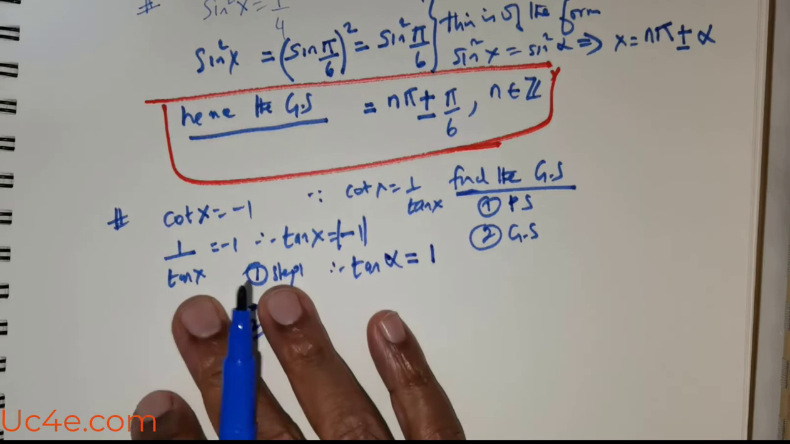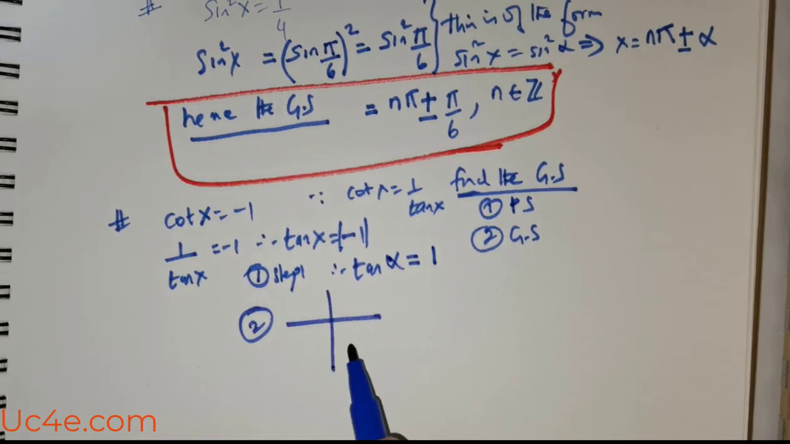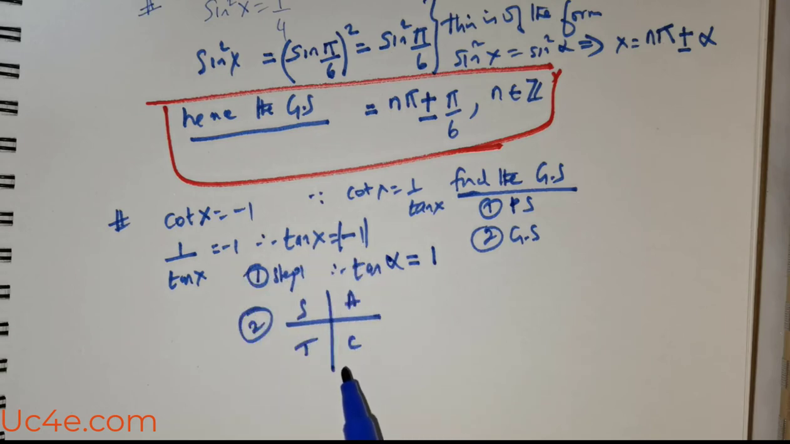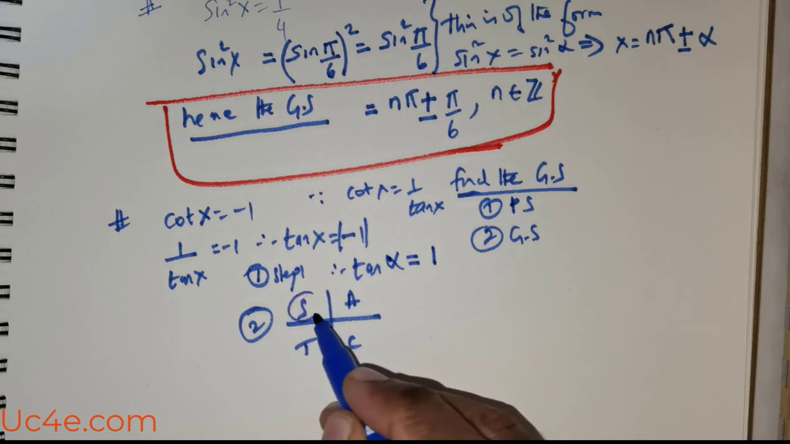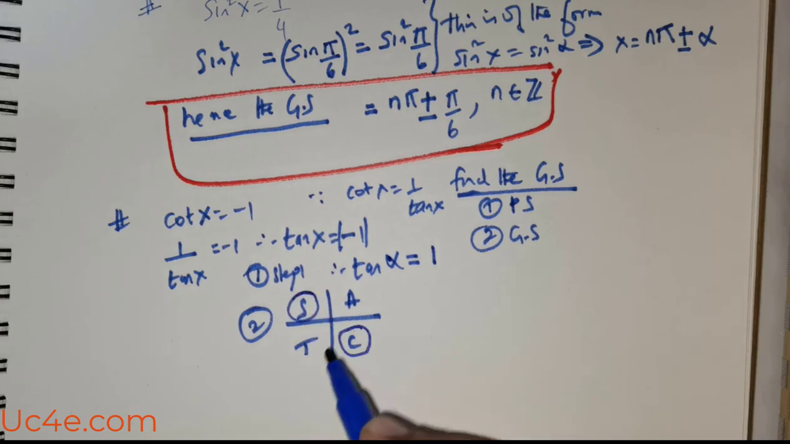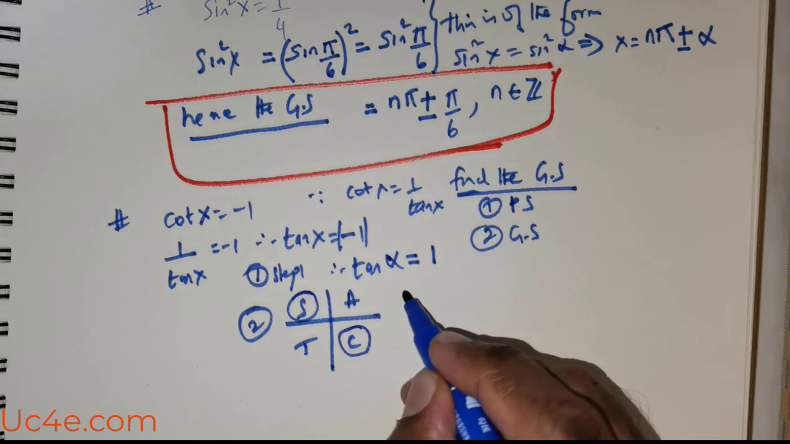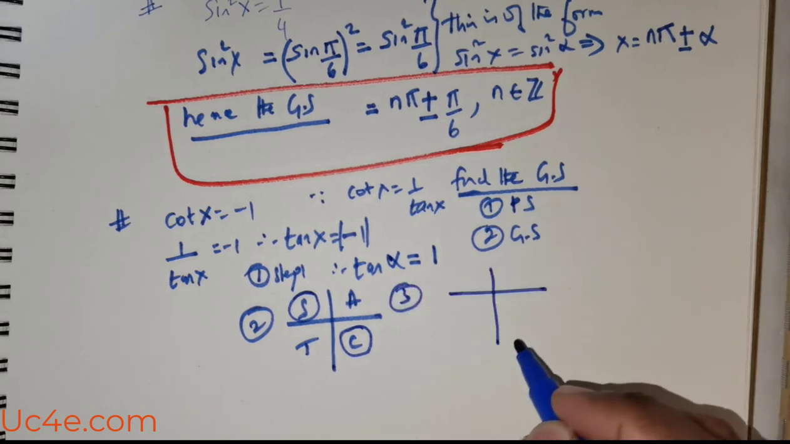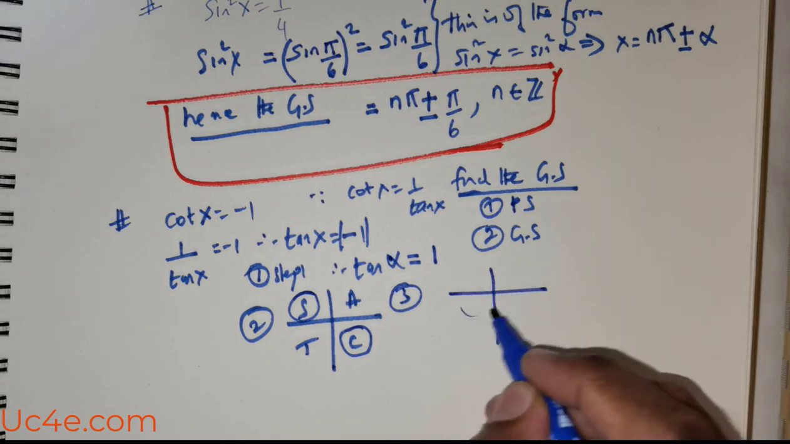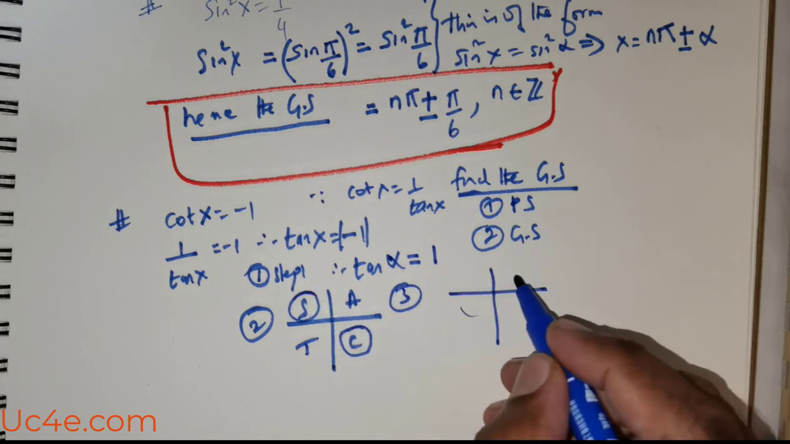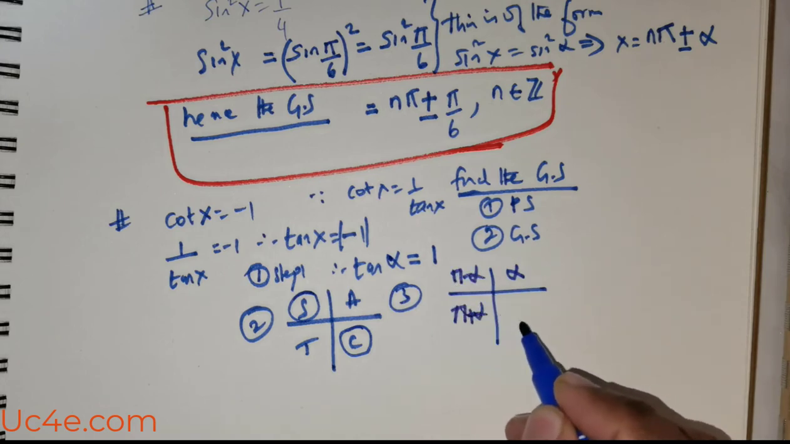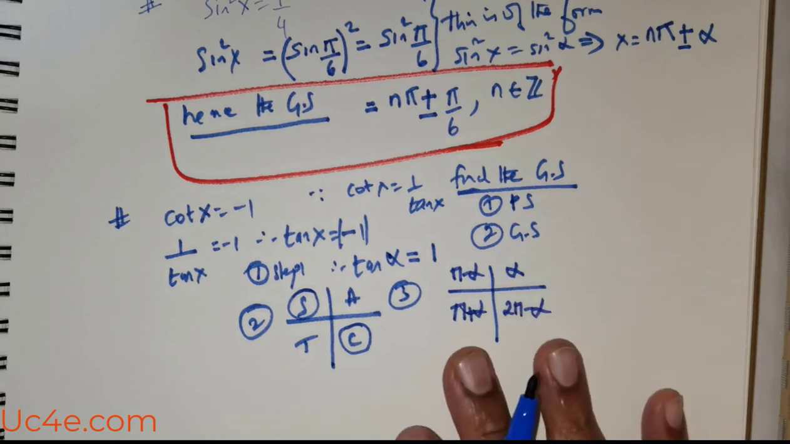Now step number 2 is to zero in the quadrant. So we employ CAST. Now tan x is equal to -1. Where exactly tan is negative? Clearly in the second quadrant and in the fourth quadrant. Now step number 3 is the possible values that theta, in other words x, can take in this quadrant is as follows. Alpha, this is going to be pi negative alpha, pi positive alpha, and 2 pi negative alpha.